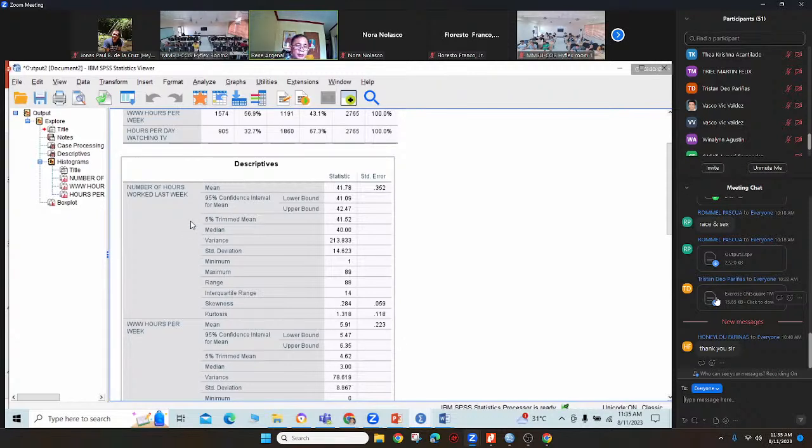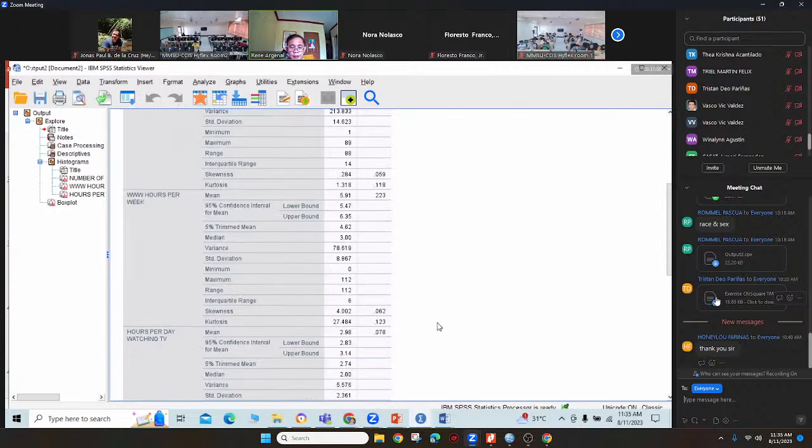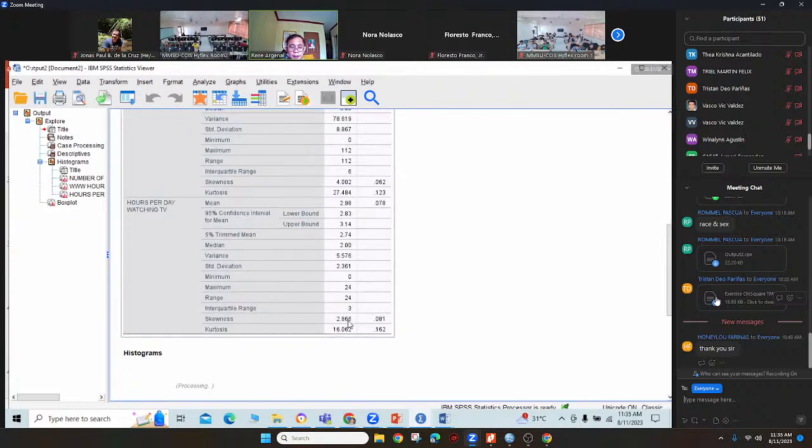What it means is that our number of hours worked per week is not normal. Our data is not normal. For hours per week, times 2, of course this will also be greater, really not normal. This one also not normal. Actually, our data is skewed, which means that we have to do some transformation.